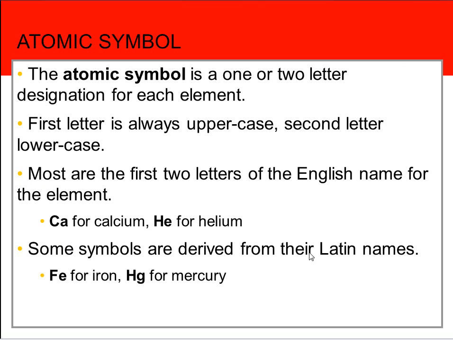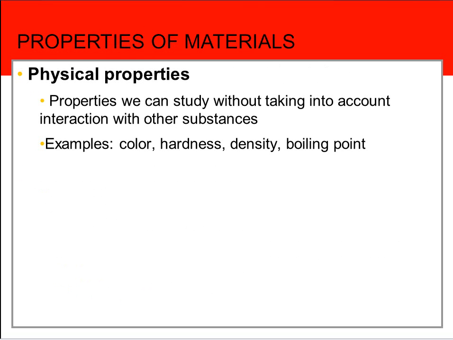Some symbols are a little more strange. They're derived from their Latin names. So Fe stands for iron, Hg stands for mercury. So for most elements, we derive their symbol from the first 2 letters of their name. Other times we derive their symbol from their Latin names.